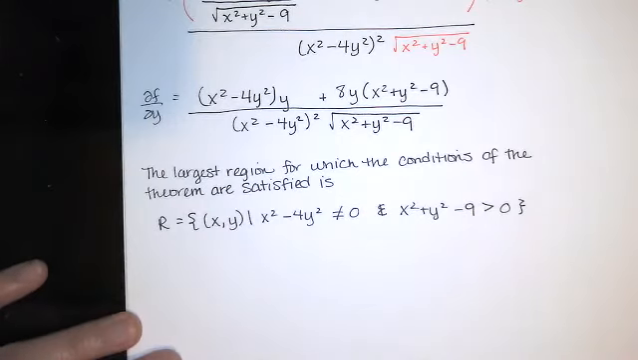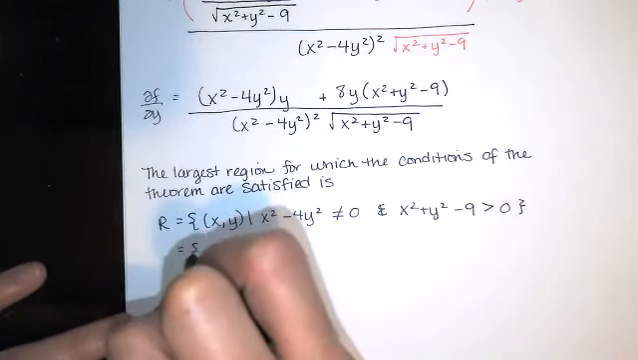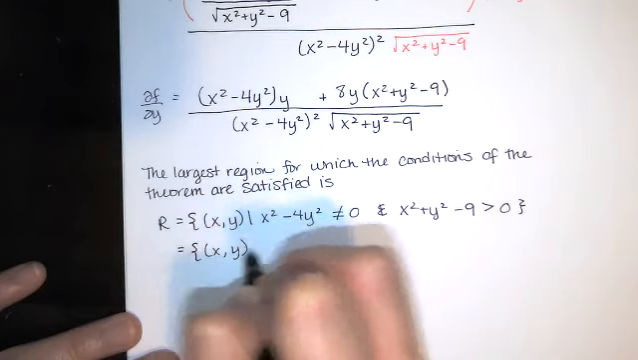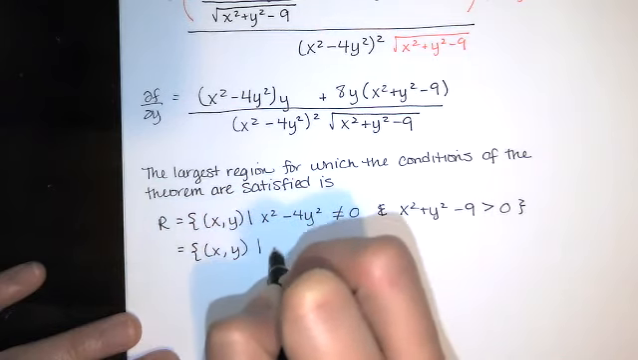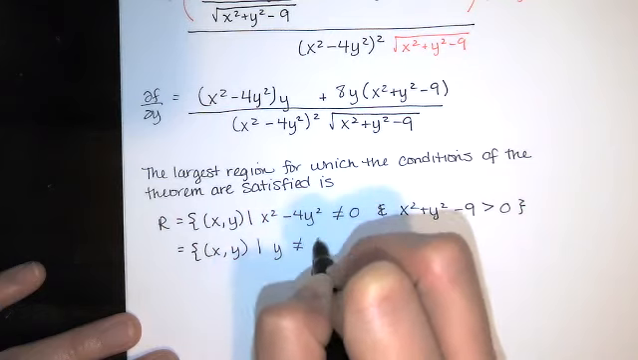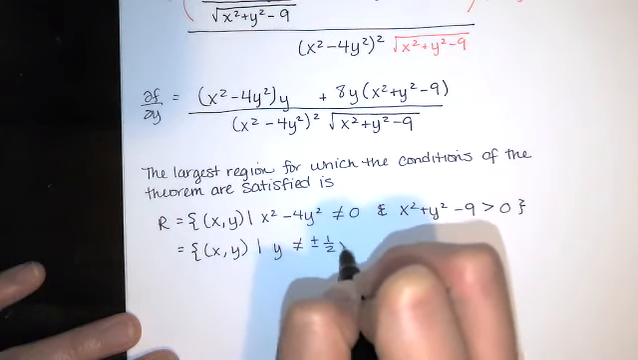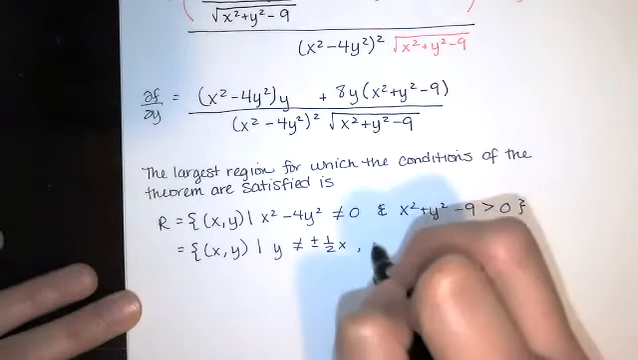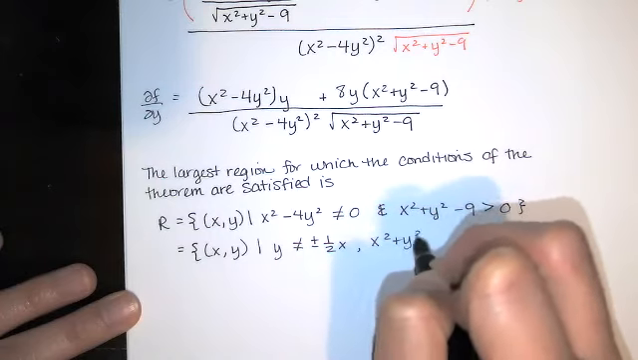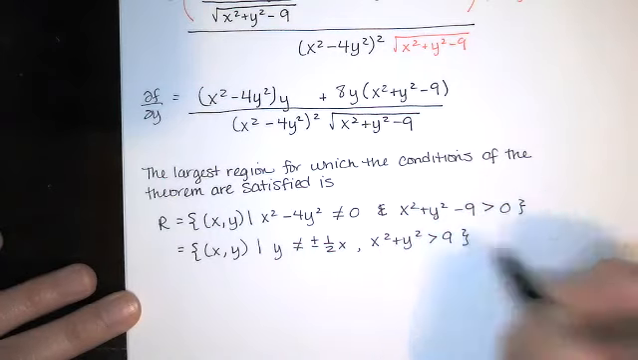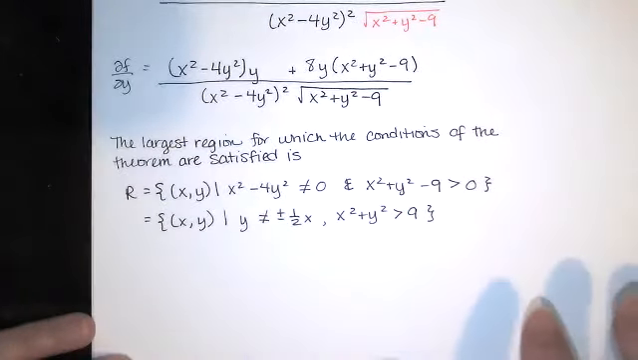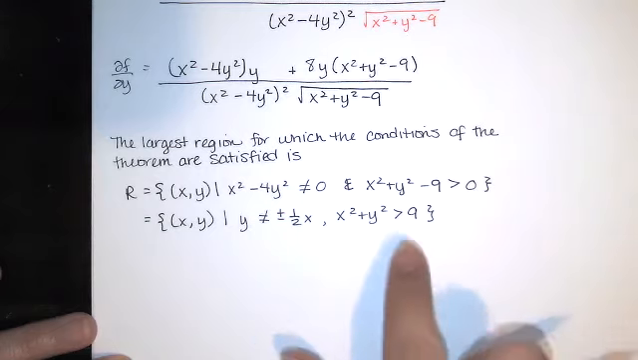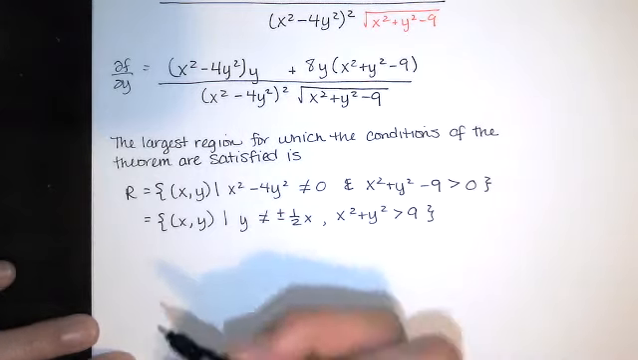If we do the algebra, and we already have, we find from this that y is not equal to plus or minus 1/2 x. So those are two lines that pass through the origin with slope 1/2 and negative 1/2. And over here, we've got that region beyond the circle of radius 3 centered at the origin, not including the circle itself.